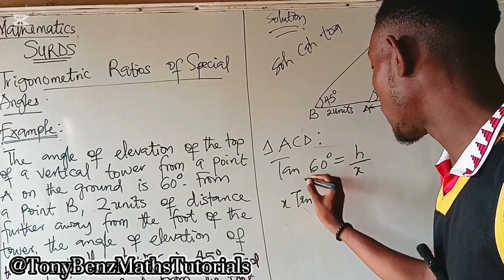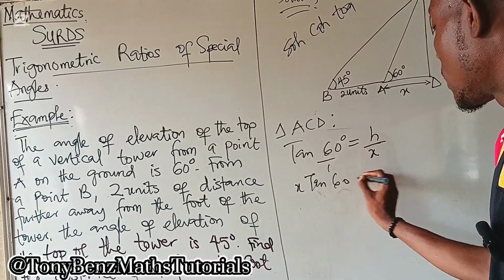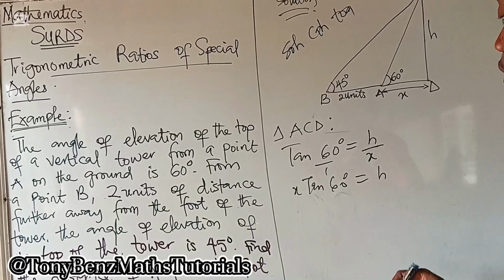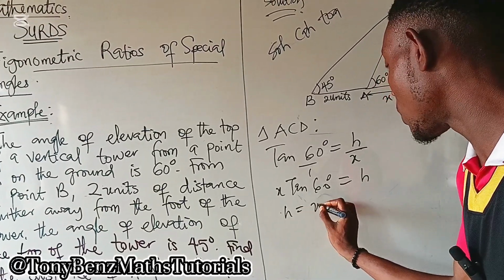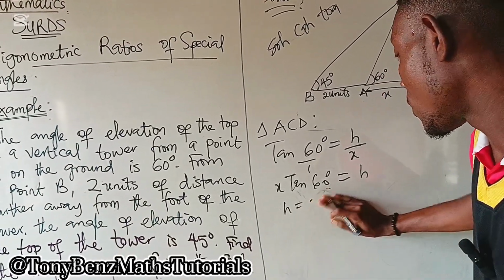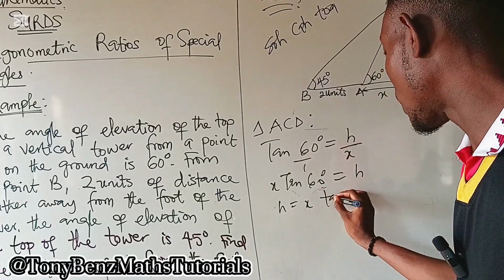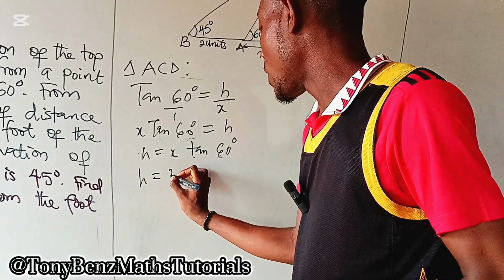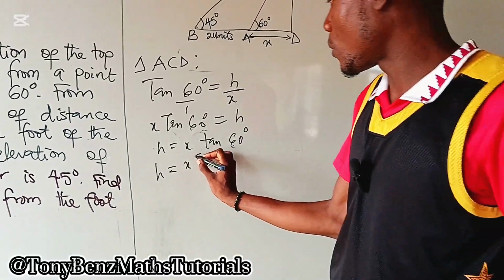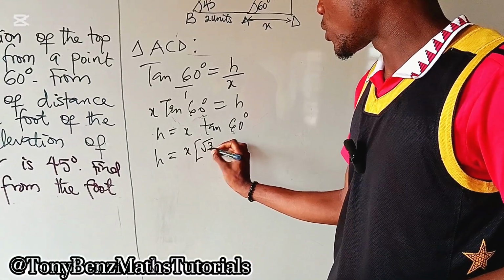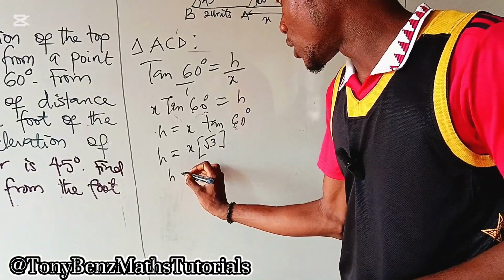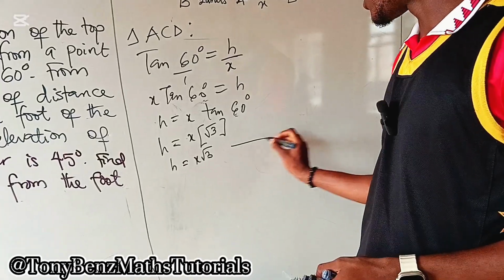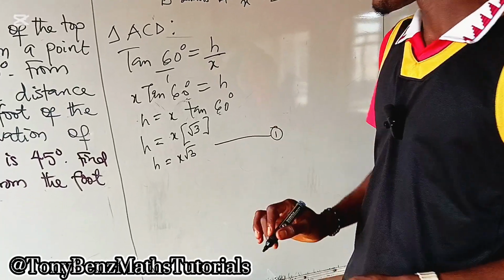Make this guy a fraction: X tan 60 degrees equals H. So H is equal to X tan 60 degrees. Mind you, tan 60 is a special angle, which is root of 3. So H is equal to X root of 3. Let's name this equation 1.